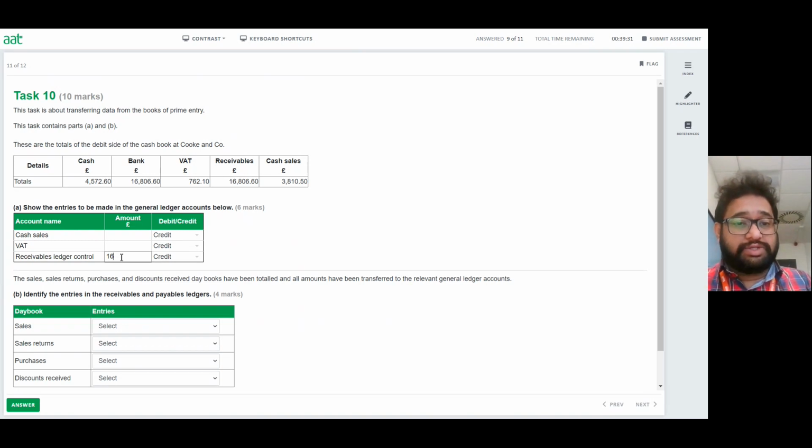So here, 16,806.60 is a credit entry. The VAT is also the same, because it's a cash sale. We collect the VAT so we can pay it over. And this is a credit entry into cash sales. This is an income account.